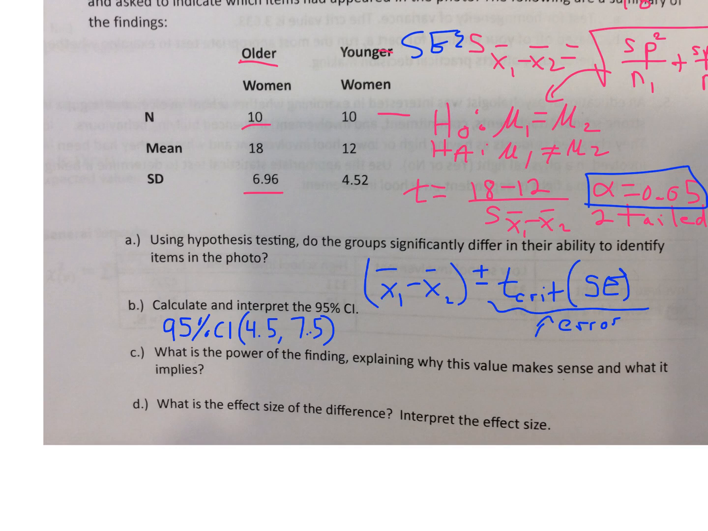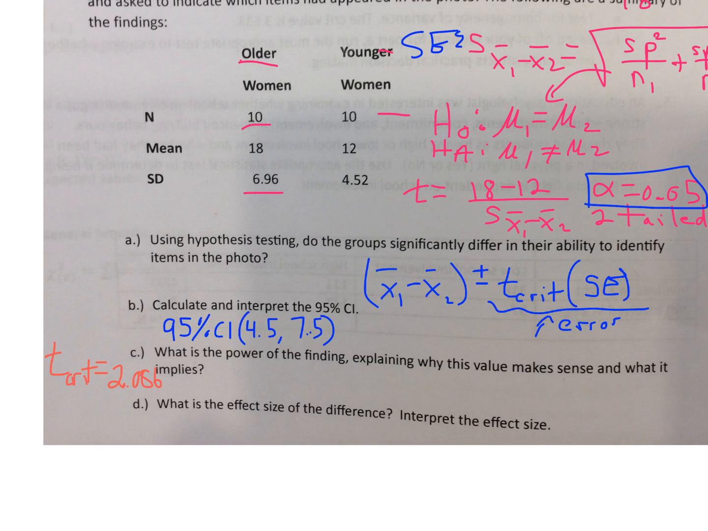For the next question, they're asking about the power, and how we calculate the power is we need our t-crit value, so I'll write it in here so that we have it to work with. Our t-crit value for this particular test is 2.086. When you have a t-value, you always take the absolute value of it, and what that means is if it turns out to be negative, you just use the positive value of it anyway.